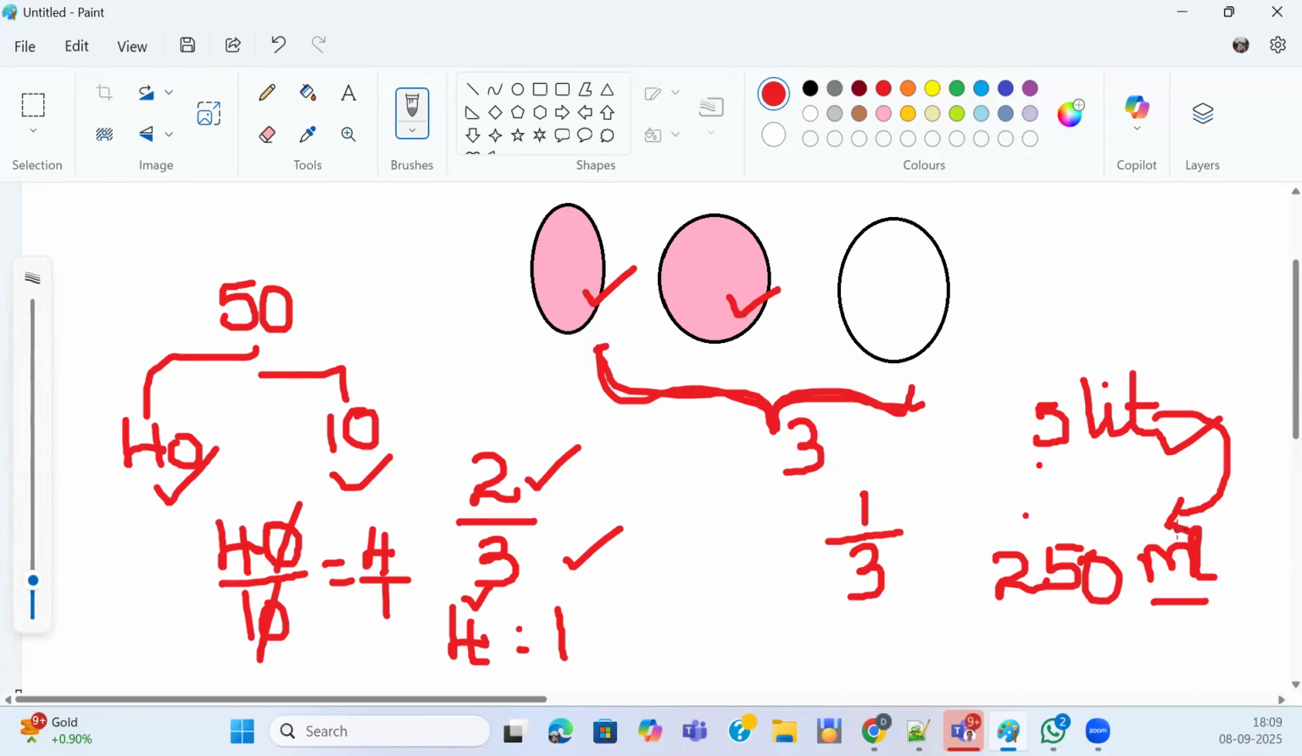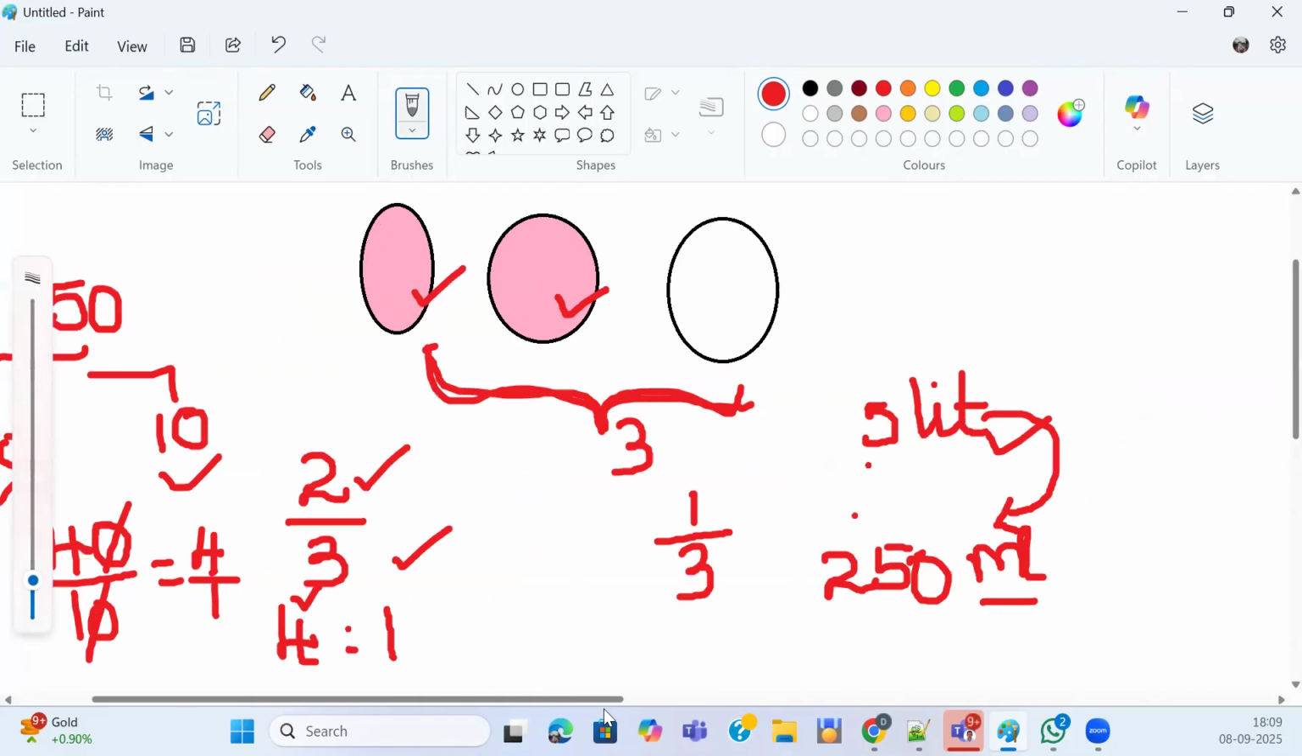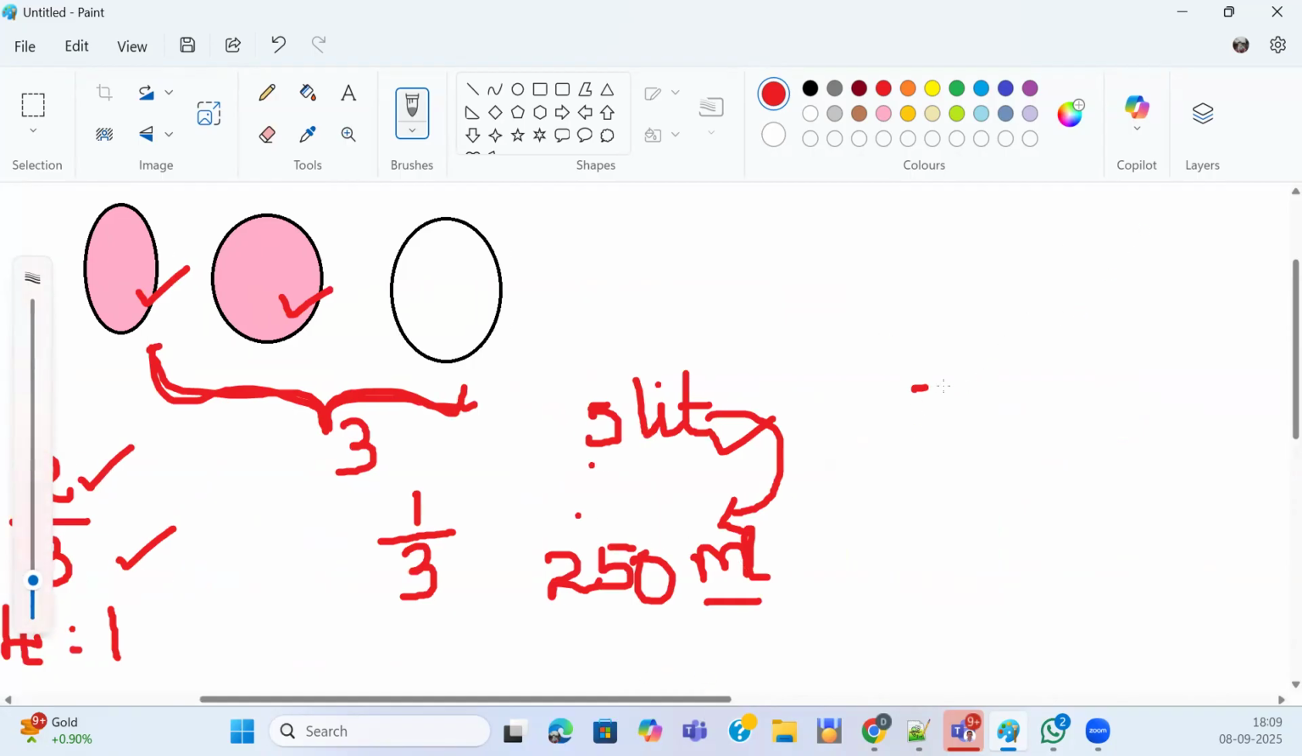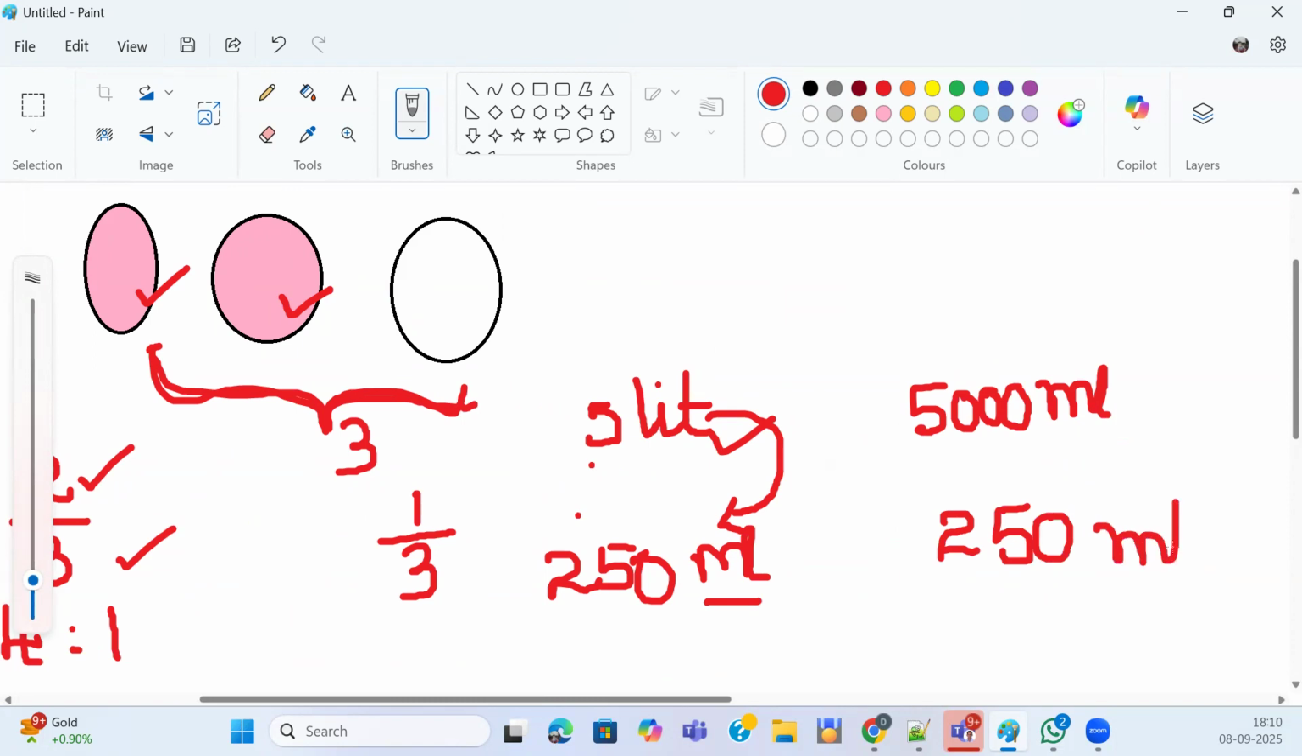When you want to compare the quantities, the units also should be the same. So what is the value of 5 liters? 5 liters equals how many ml? 5000 ml. Then you can start to compare, because both are in the same units. Now tell me, is 5000 ml bigger or 250 ml bigger? Obviously 5000 ml is the bigger value.